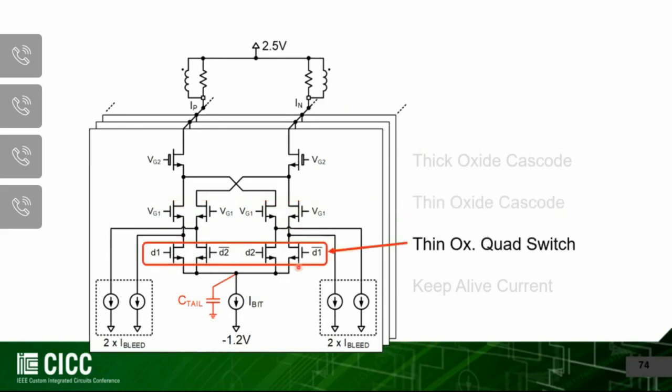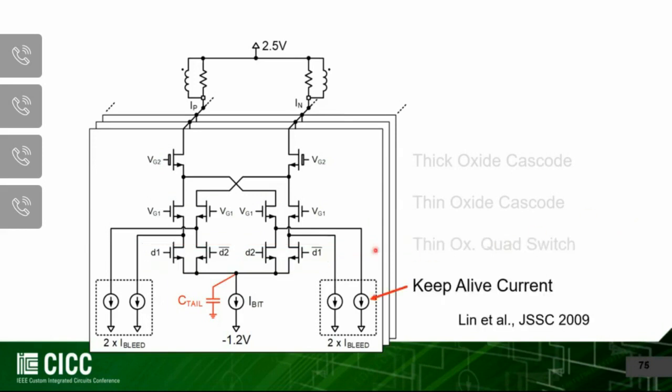The stack utilizes a quad switch architecture to eliminate distortion due to data-dependent switching. We learned that a few slides ago. And finally, we have the keep-alive currents to keep a device on no matter what the code is, and that will take care of the distortion due to finite output impedance. Since we have four switches and four cascodes, we need four keep-alive currents instead of two.